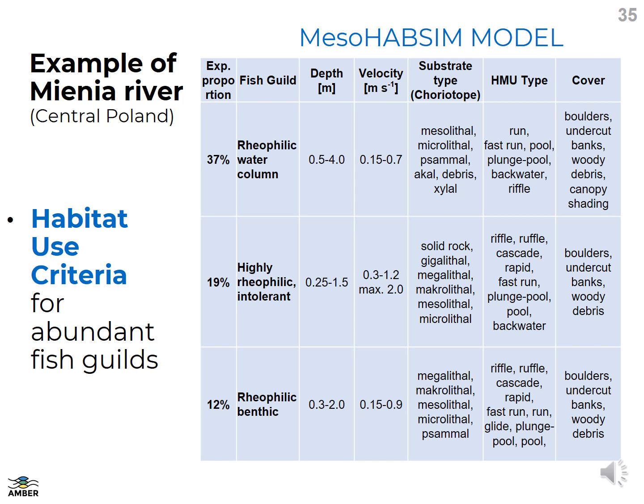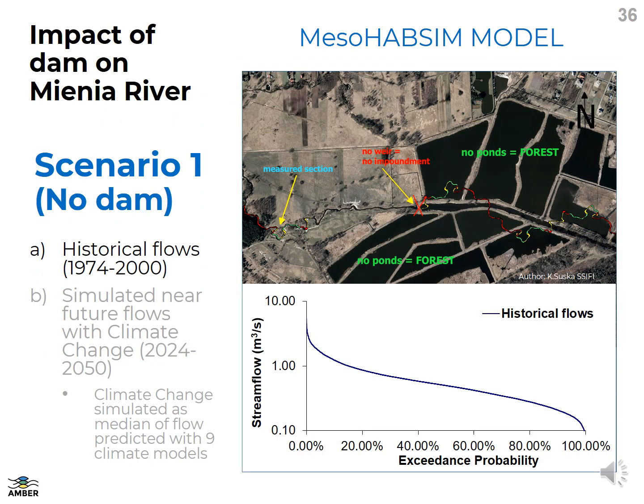This slide represents the habitat suitability criteria for most dominant species. This is rheophilic water column, highly rheophilic intolerant, and rheophilic benthic. The depth ranges, velocity ranges, substrate type according to the Austrian norm, HMU type, and the cover. About 500-meter long portion of the river downstream of the dam has been mapped multiple times and used to develop a habitat model for the species in the community.